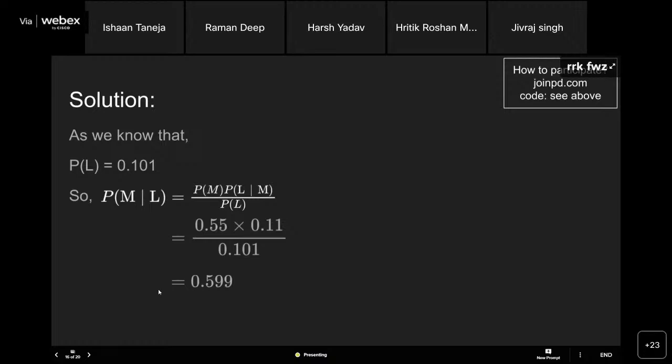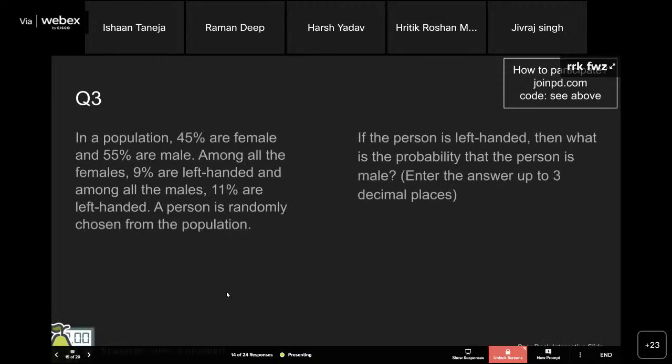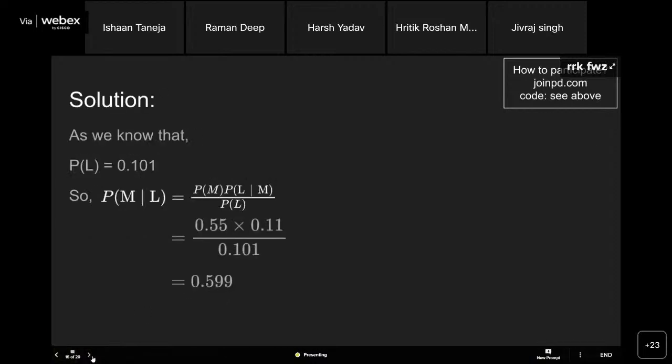Sir, in the question also, I have to find M given L. In the question you have to find M given L, yeah. But we know L given M. Okay, sir. These two are different things, right? Sir, if we don't know L given M, then we can use the intersection M intersection L. Yeah, then you would use that. Some information would be provided for you to solve this.